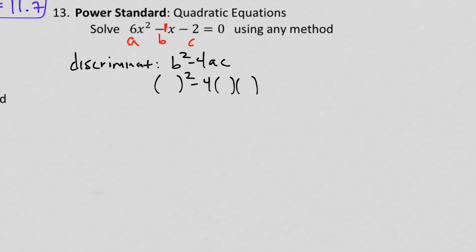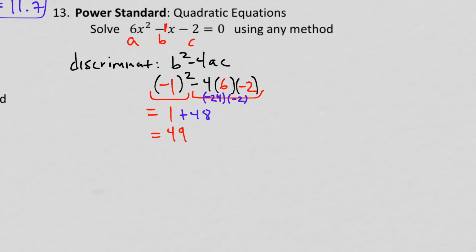So b squared, so -1 squared, minus 4 times a here, which is 6, and then c here is -2, so -2 goes there. Then I just work this out. -1 squared is +1, and then -4 times 6 times -2, so we'll do it in steps. -4 times 6 is -24. And then -24 times -2 is +48. So when I work this all out, my discriminant is going to be 1 plus 48, which is 49.